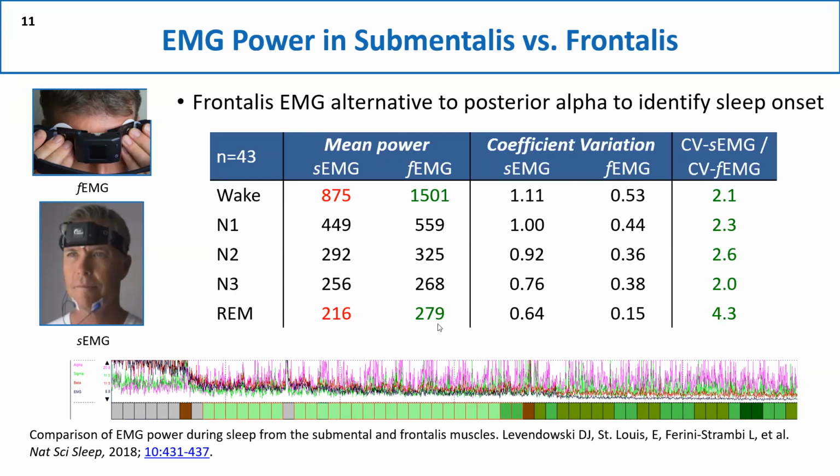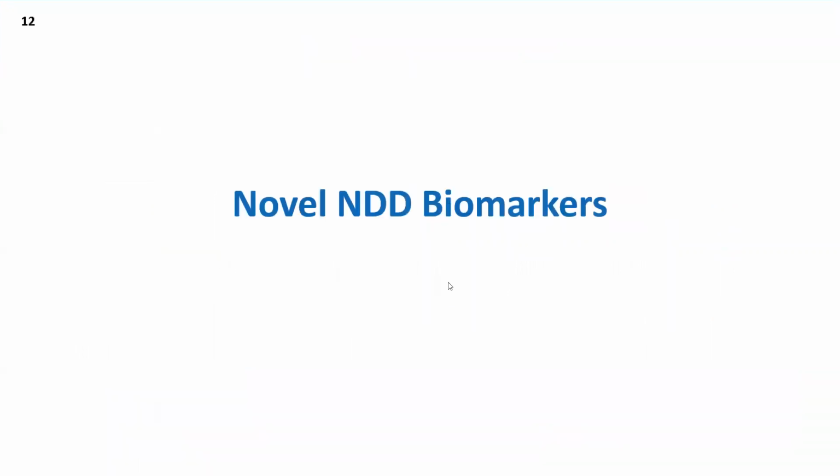And then in REM, even though the actual power in the frontalis was significantly greater than submental, it was 4 times less variable, suggesting that this EMG power that we get from the frontal region is very, very reliable across people, and that the patterns are fairly consistent.